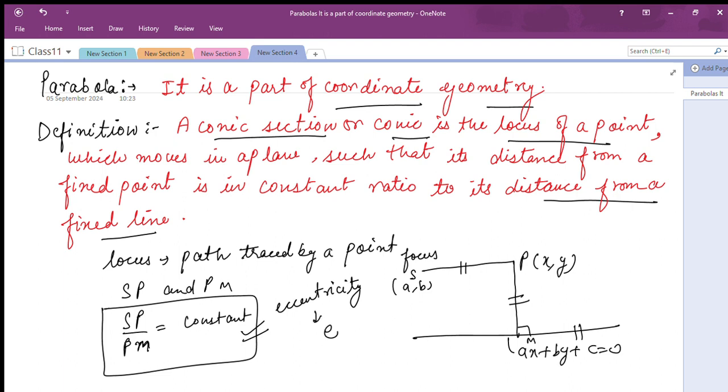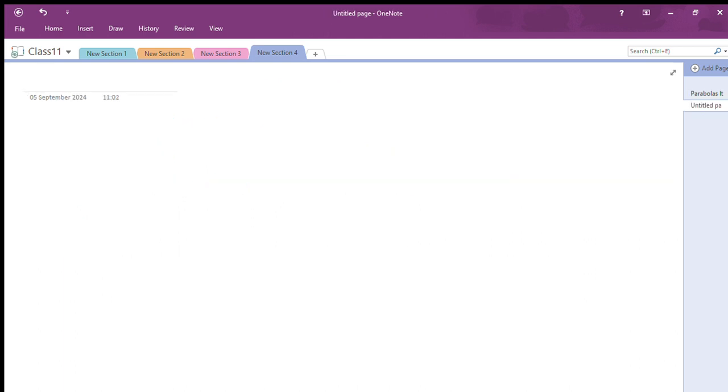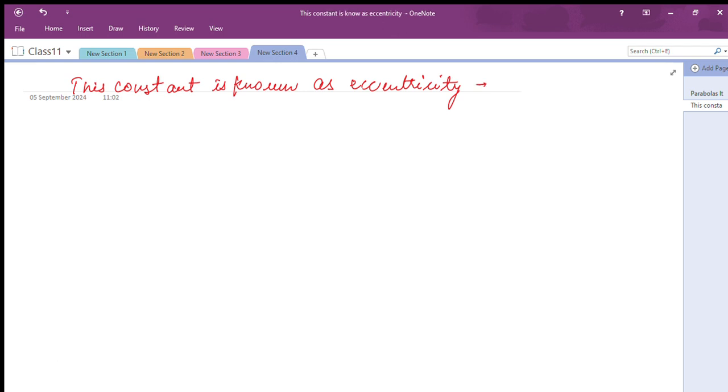I will give you all those definitions; I'm just giving you a quick trailer of what we are going to learn. So this constant is known as eccentricity, and eccentricity for different values will give different curves.